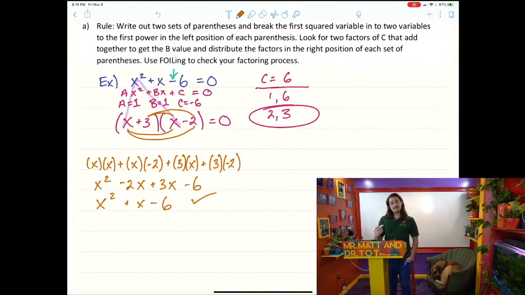So when a is equal to 1, it's relatively straightforward. You're looking for two factors of c that add together to get b. If there's any questions, then please let me know. You can comment in the live chat function, or you can drop a comment below.